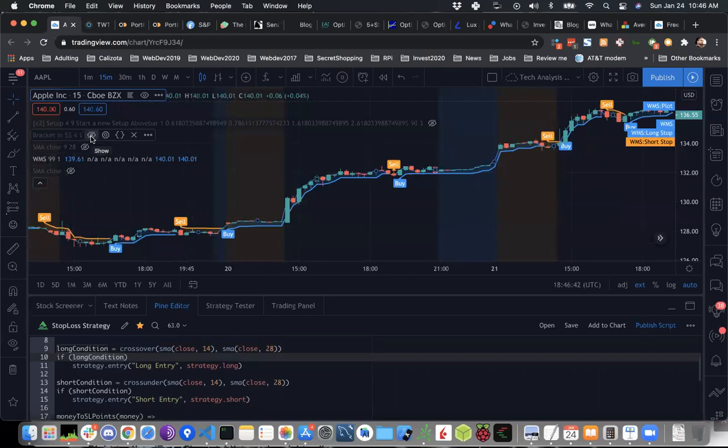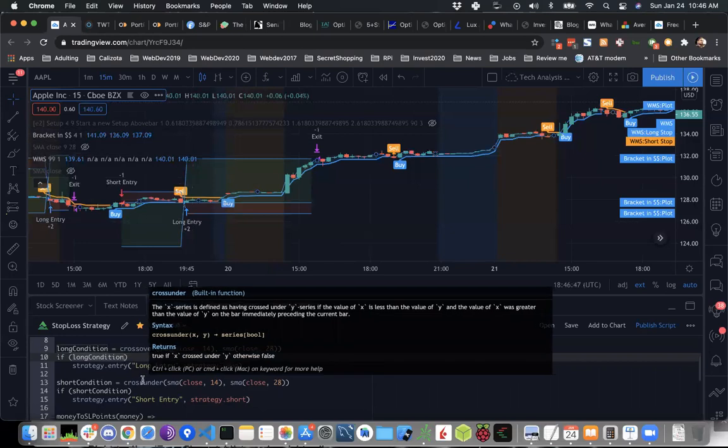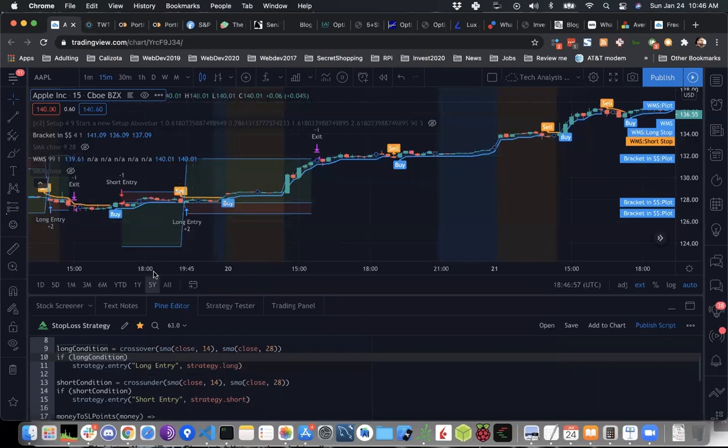See, if I turn that stuff back off, you know, that's actually being painted by this script. And this is some of the strength of TradingView and why I purchased my subscription.